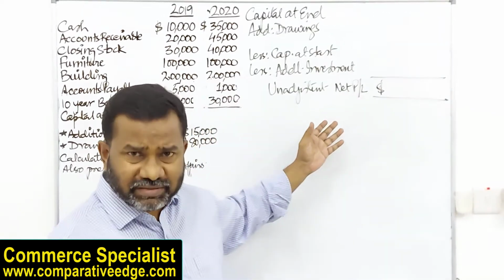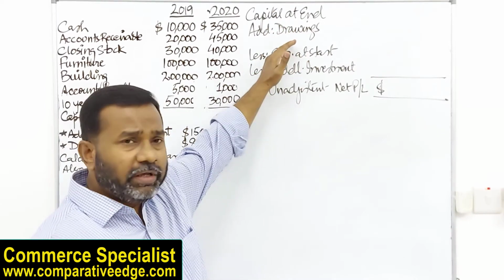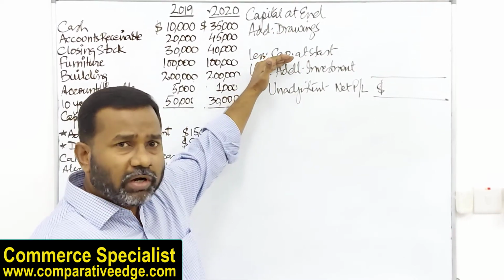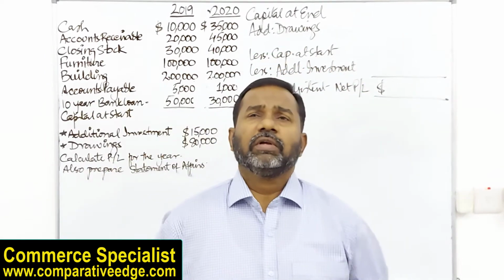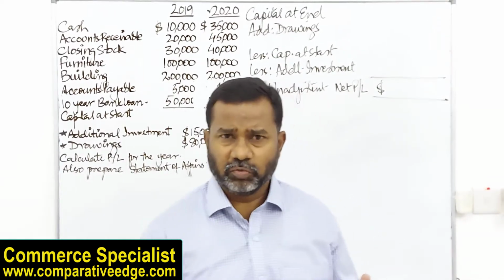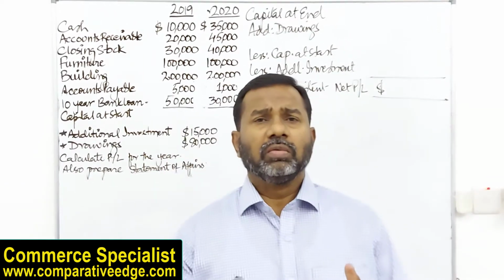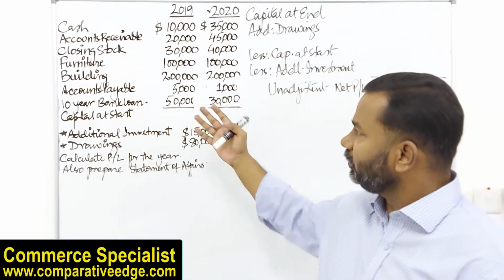Let me show you the format using BODMAS. So it looks like this. Capital at end, add drawings, minus capital at start, minus additional investment, you arrive at net profit. I'm calling it unadjusted net profit because adjustments are yet to be done. So now to make it more clear, let's say the information is like this.